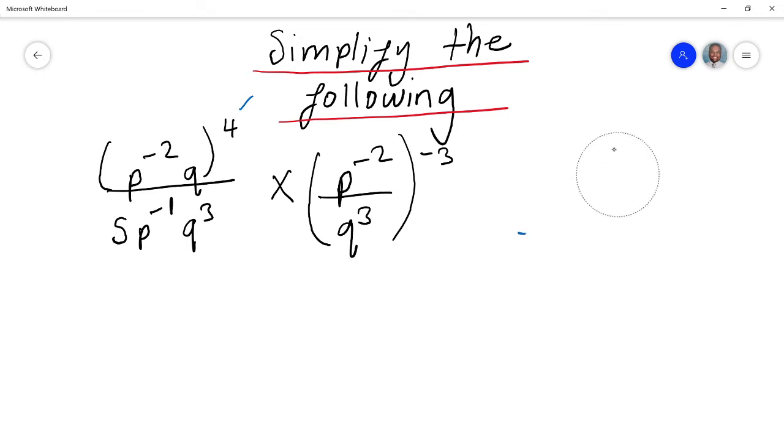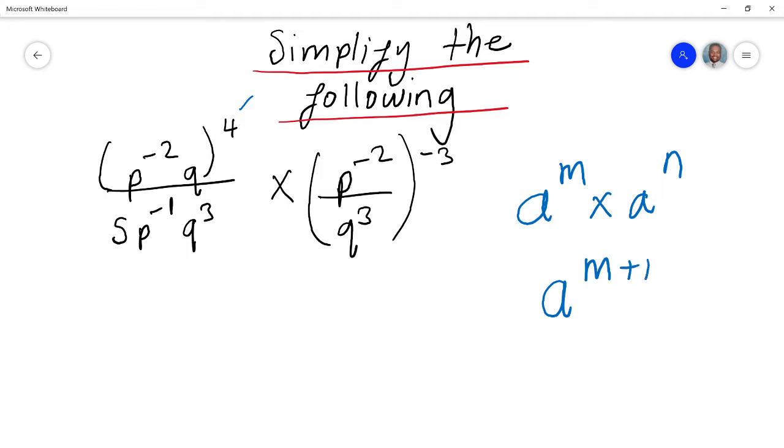Another example, suppose you've got a to the power m times a to the power n. That's going to be the same as a to the power m plus n. All right, so we're going to be using these rules and applying them in this question. Okay, so let's look at how we will tackle this question here. All right, so what would I do? The first thing I need to do is work out what I can do in the brackets.